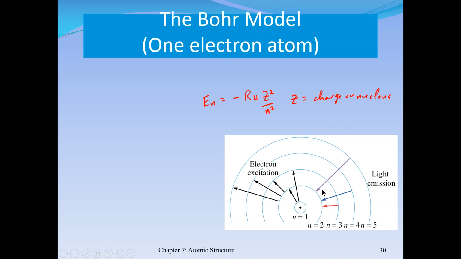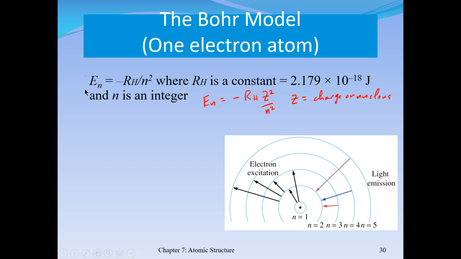Based on this model, he came up with this equation. The energy of an electron in a particular orbit is equal to minus RH divided by n squared, where RH is this constant here, 2.179 times 10 to the minus 18 joules, and n is an integer which designates the particular orbit. So for the first orbit, n is equal to 1. For the second orbit, n is equal to 2, and so on and so forth.